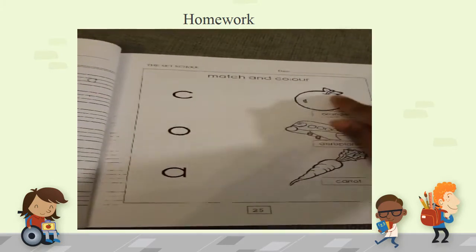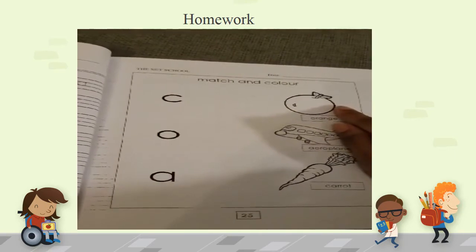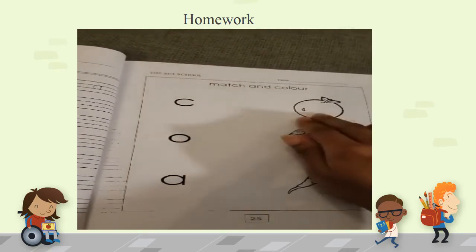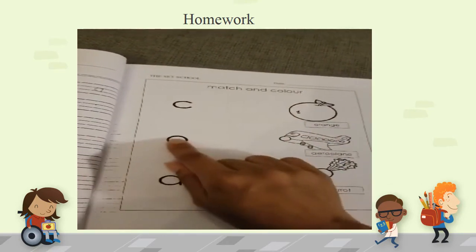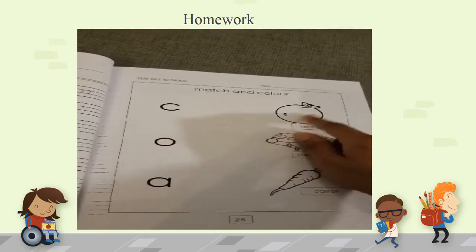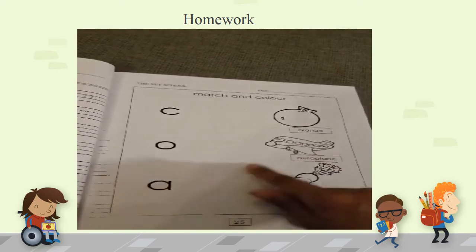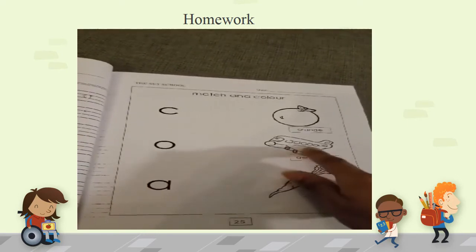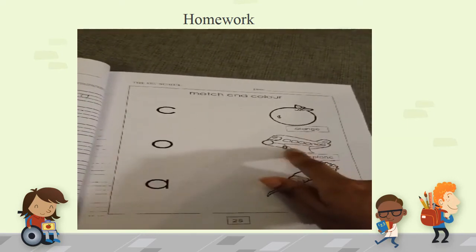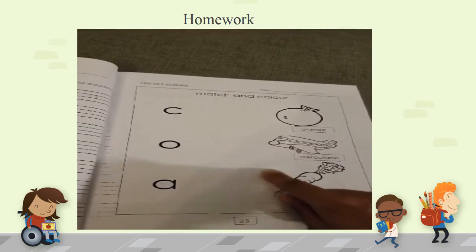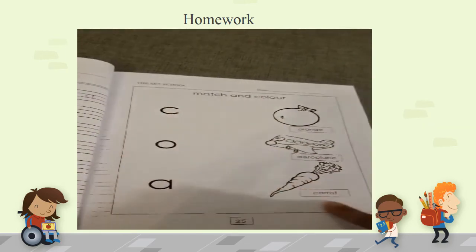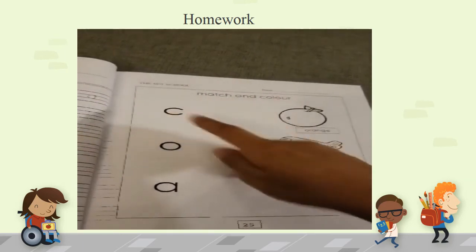So what is this? It's an orange. What is the beginning sound of orange? O, o. So you're going to match o with the orange and then you will color it. Okay, aeroplane. Aeroplane. So you're going to match it and then you will color it. Carrot. Carrot. So you are going to color the carrot and match it with the k sound.